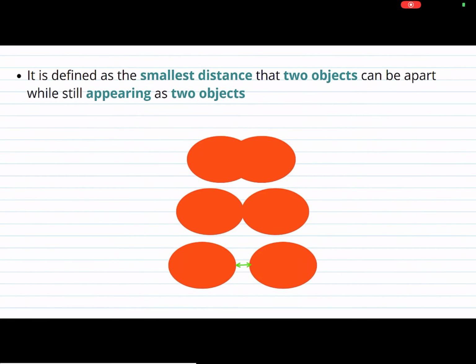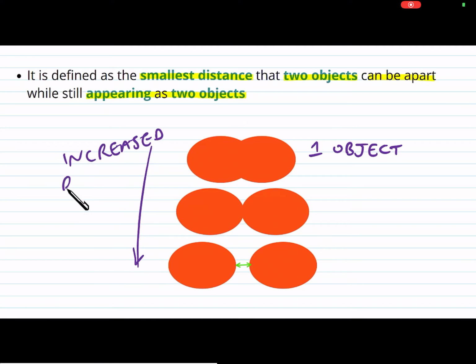The way that we define resolution is that it's the smallest distance that two objects can be apart, still appearing as two objects. You could look down a microscope and see an object that looks like a big blob with two sides to it, so it looks like one object. The resolution isn't that great because in real life they're two separate things, but we see them as one combined object. If we increase the resolution, by getting a more powerful microscope, then the objects become clearer in being two separate objects, as they really are in real life.